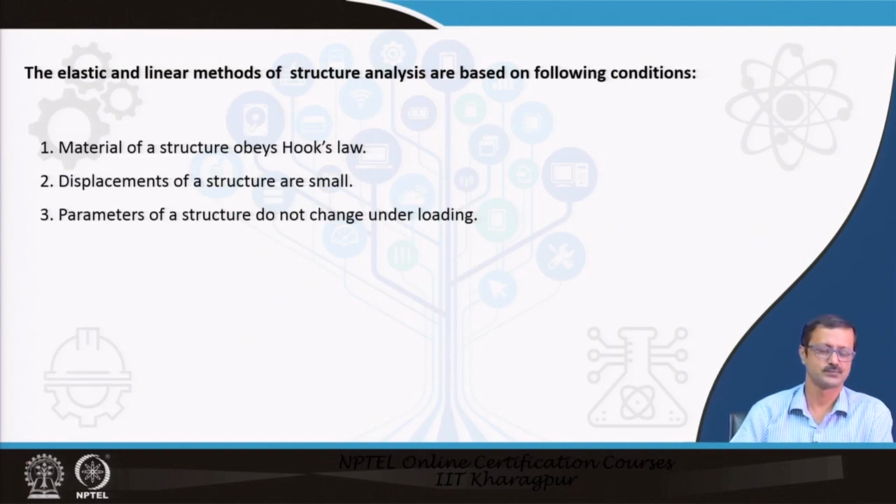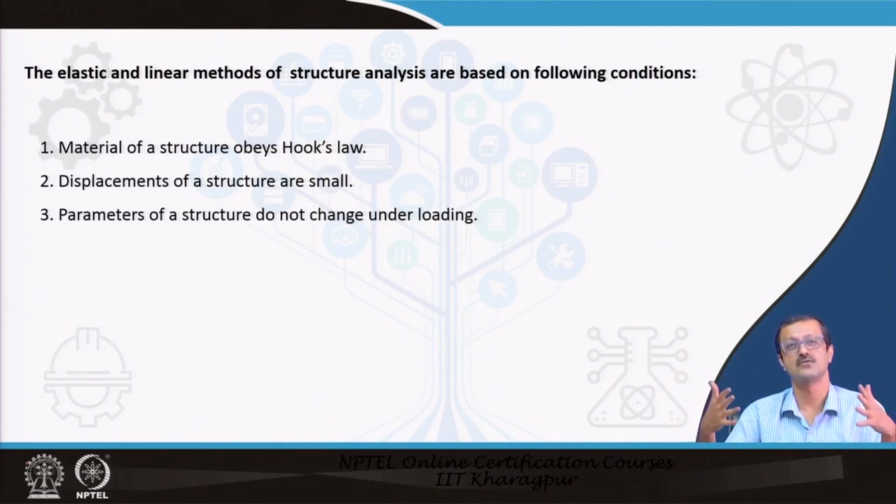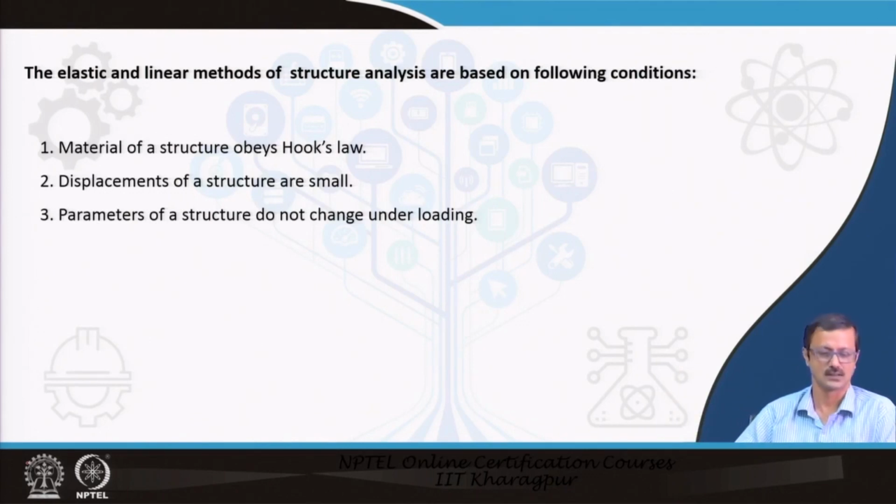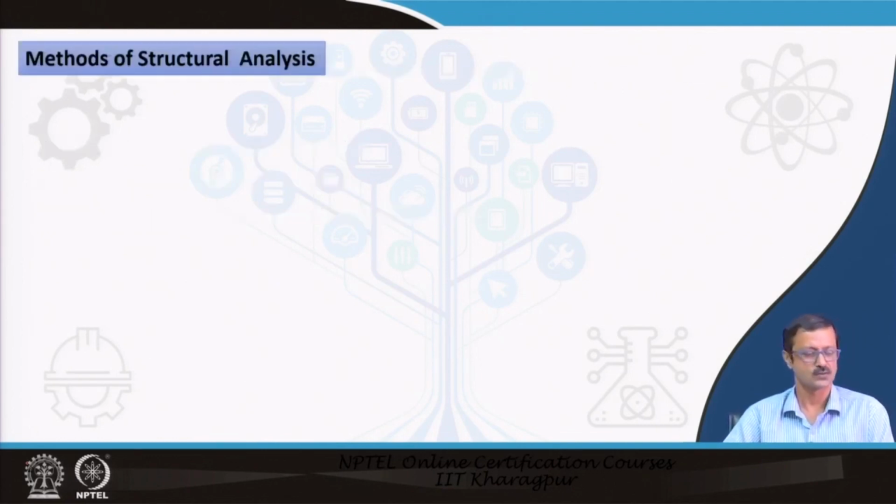In the last lecture on the deflection of beams, we solved a problem on the air conditioning duct, and if you remember, we understood that the deflection is about 1 by 240 times the span. So if the span is 10 meters, the deflection is about 10 by 240. The deflection is very small compared to the dimension of the structure. The parameters of the structure do not change under the loading, so there is no change; that we have to assume.